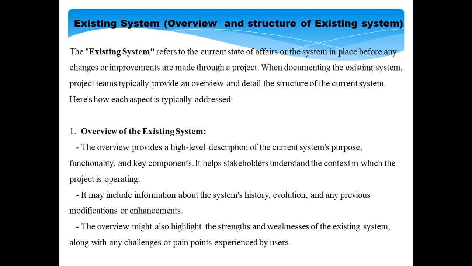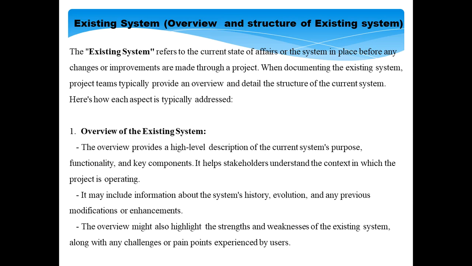Then the next part of system analysis is called existing system. Some people will say overview and structure of existing system. So you have to explain on your documentation or on your project what is the issue with the existing system. So the existing system refers to the current state of affairs or the system in place before any changes or improvements are made through a project. So here we are talking of what are the issues with the existing system. That is the overview and structure of the existing system.